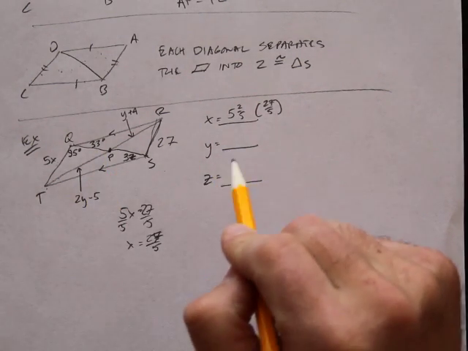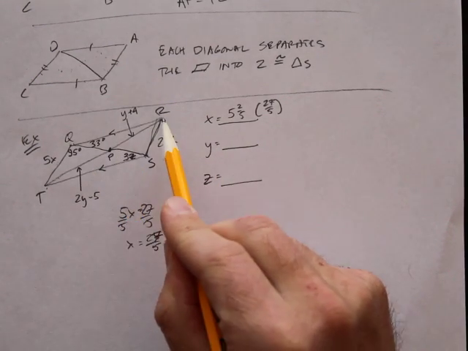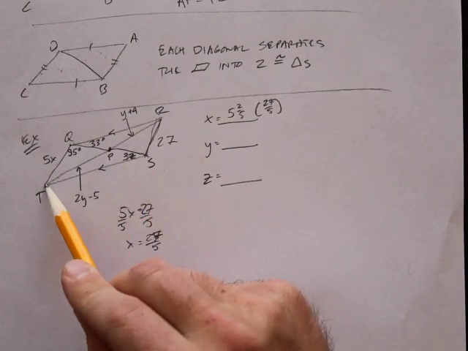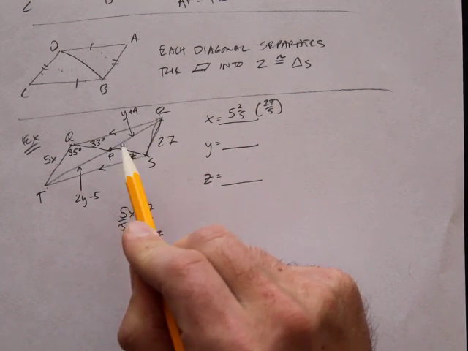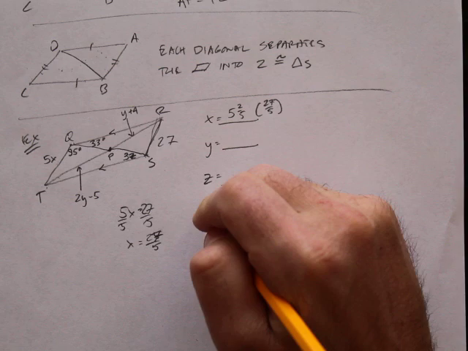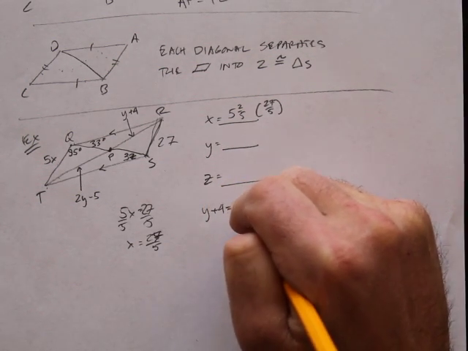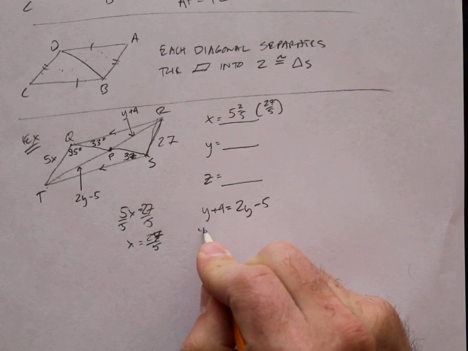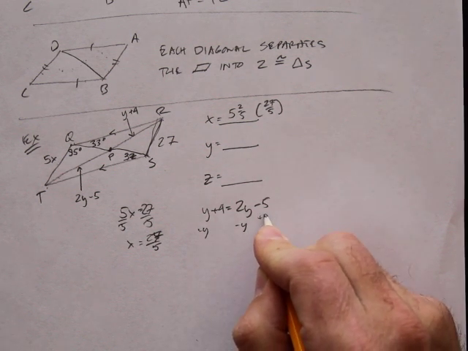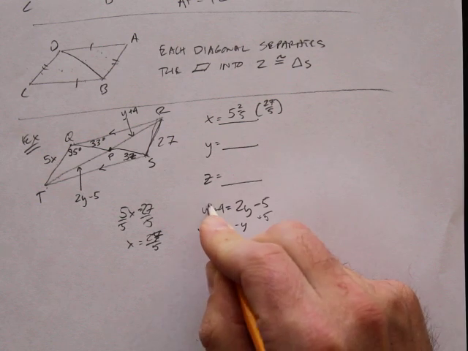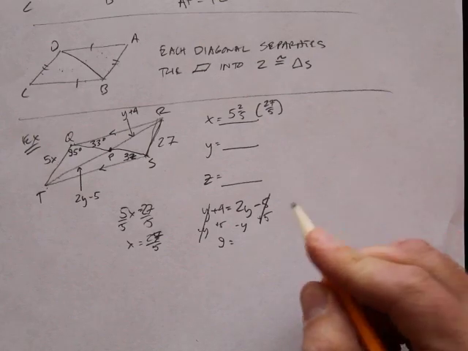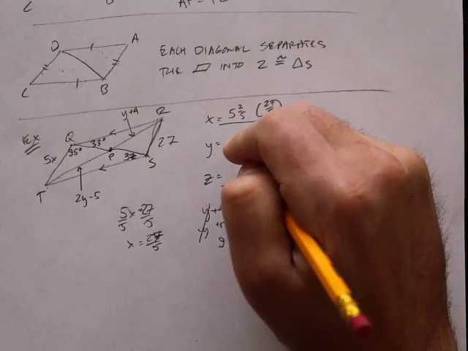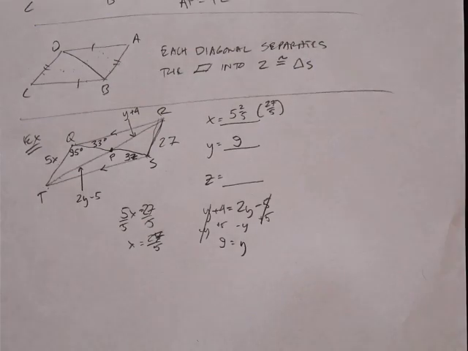Now, let's find y. I know that TR has been bisected by QS. That means it's been cut perfectly in half. So y plus 4 equals 2y minus 5. I'm just going to subtract y from both sides, and add 5 to both sides. So 4 plus 5 is 9 equals y. Y equals 9.